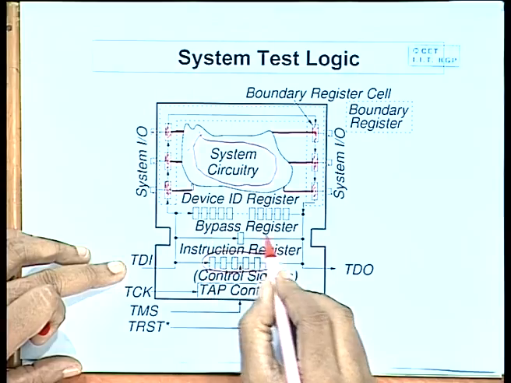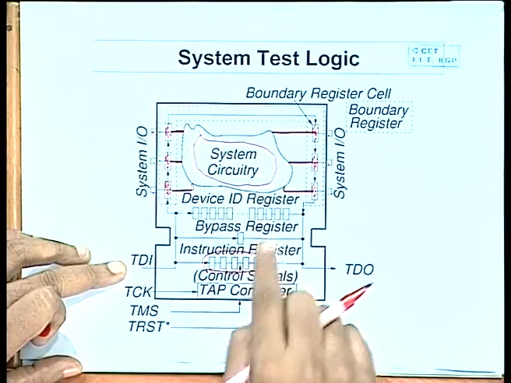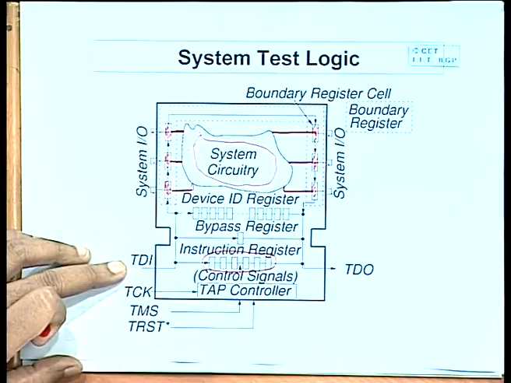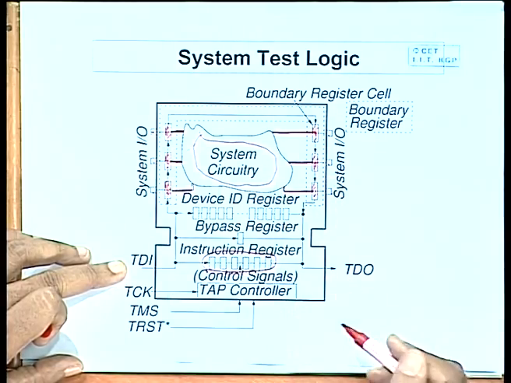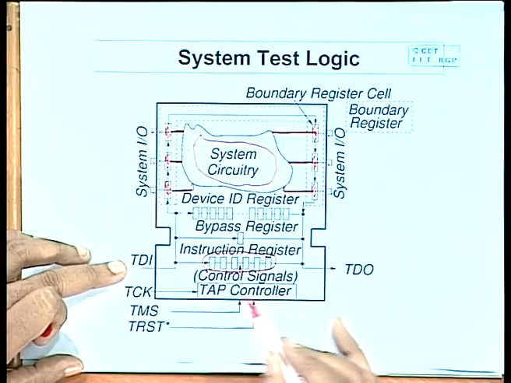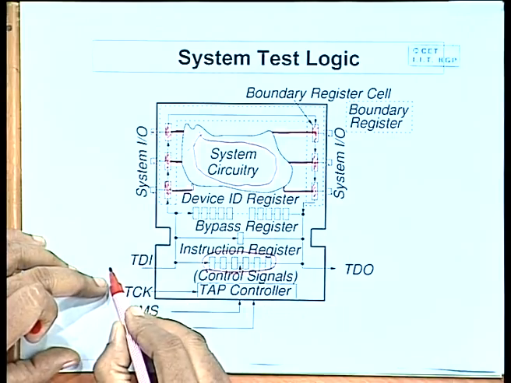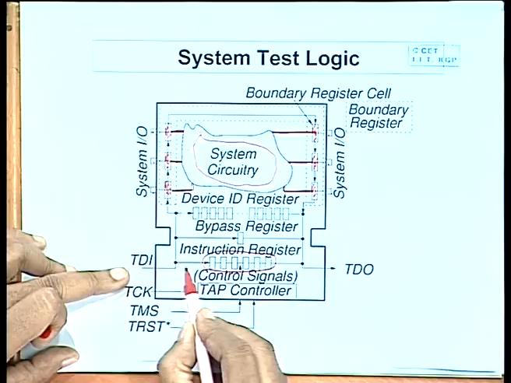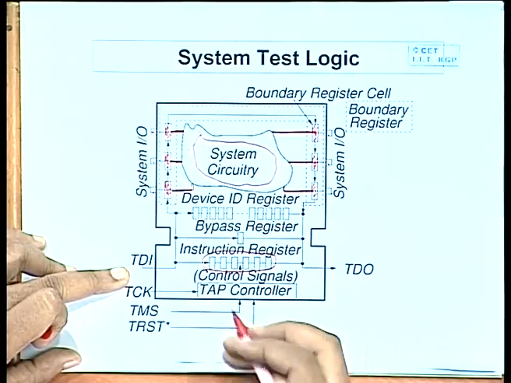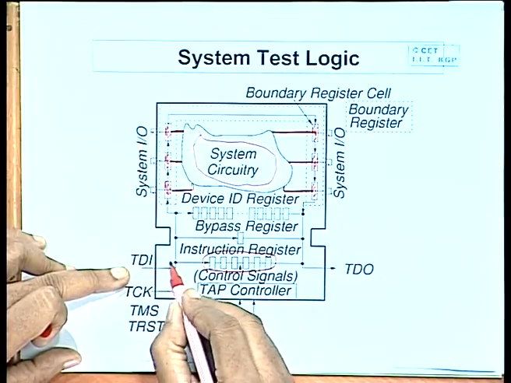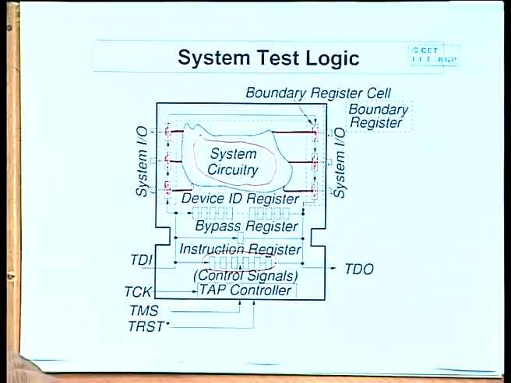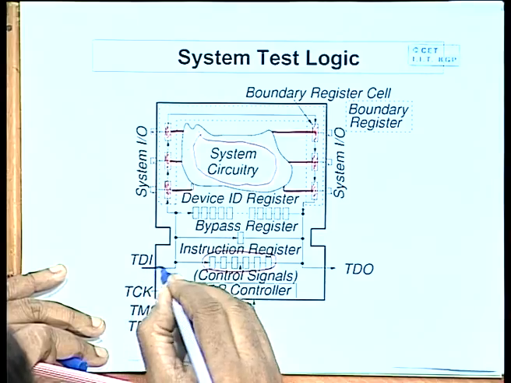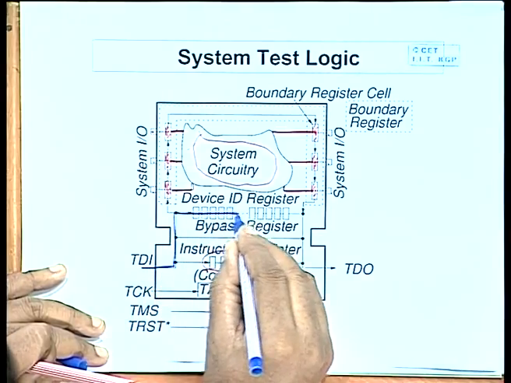There is something called a bypass register. Bypass register is sometimes used if you are using several such chips in cascade. I will just show a diagram shortly. Several such chips in cascade, and through the test data input you want to program all of these chips one after the other. So, the first one you can do using this path, the second one you can follow a bypass path through this. This is a bypass path.